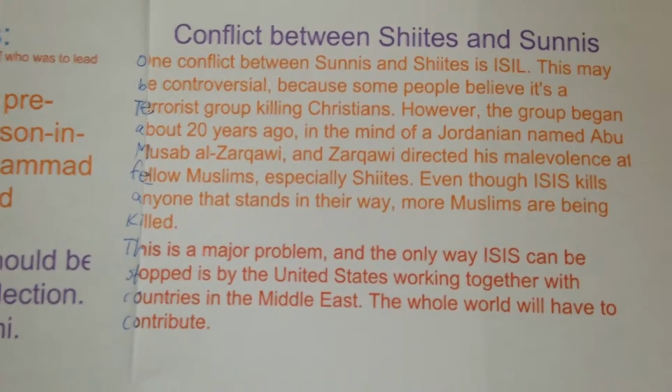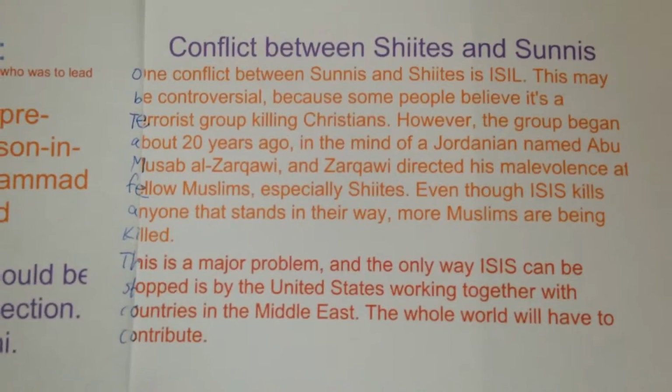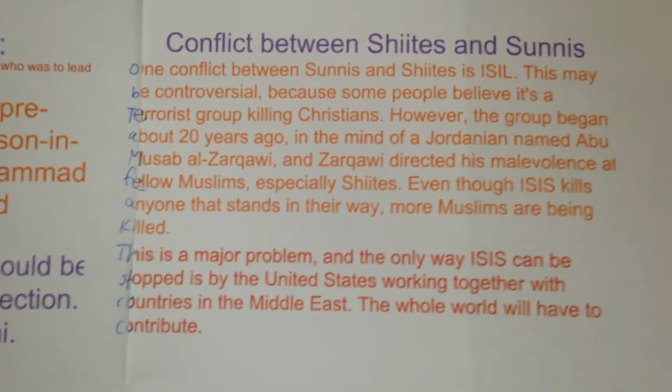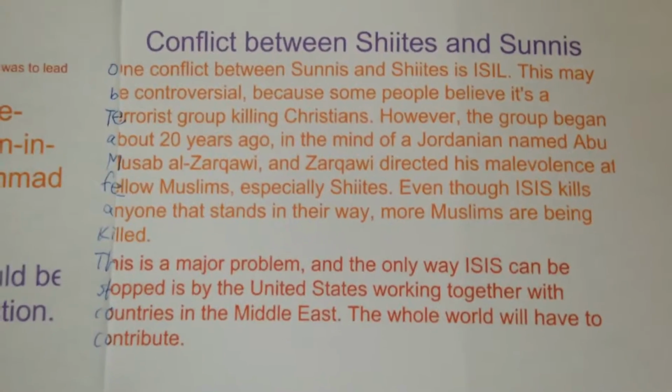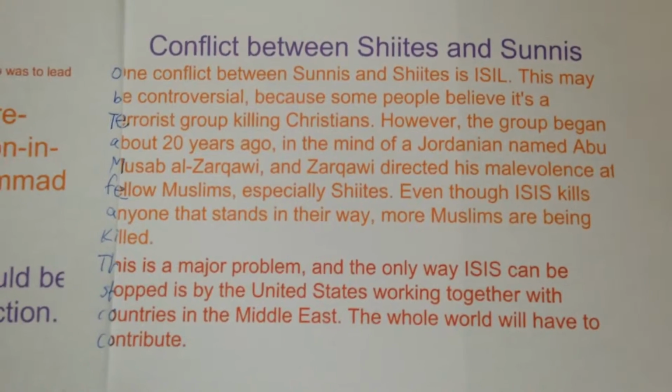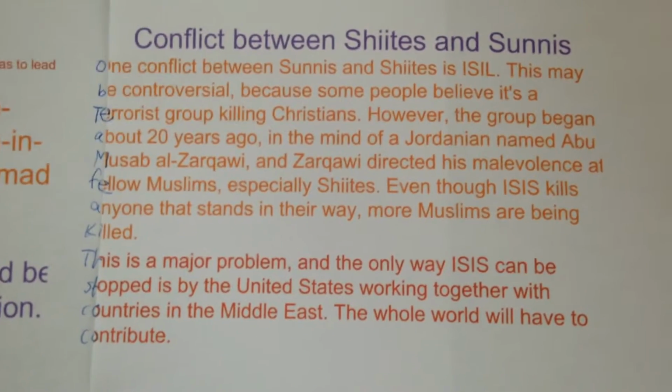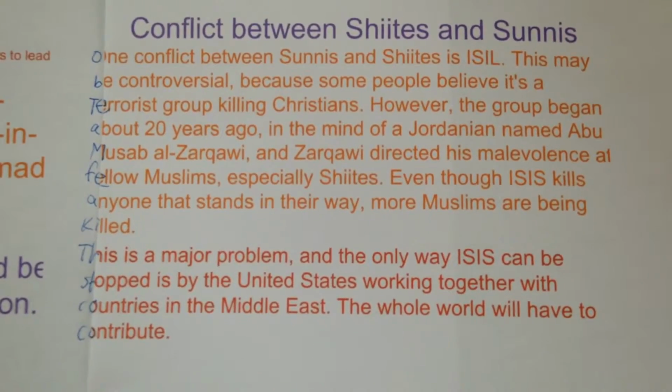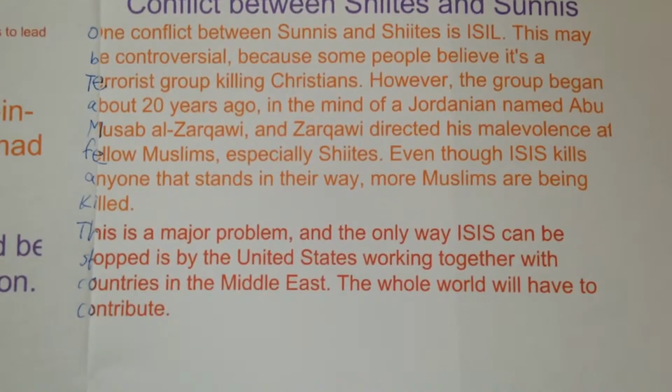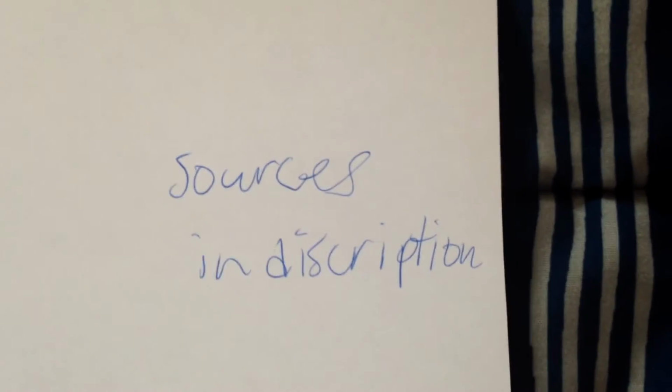Even though ISIS kills anyone that stands in their way, more Muslims are being killed, especially Shiites. This is a major problem, and the only way ISIS can be stopped is by the United States working together with countries in the Middle East. The whole world will have to contribute as well. The sources will be in the description if you want to learn more.